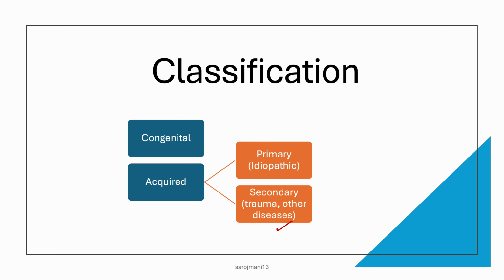And the secondary hydrocele means if there is any sort of trauma in that region, in the testis, in the scrotal region, or if there is any sort of disease, orchitis, epididymitis or epididymo-orchitis. These are the causes of secondary hydrocele.